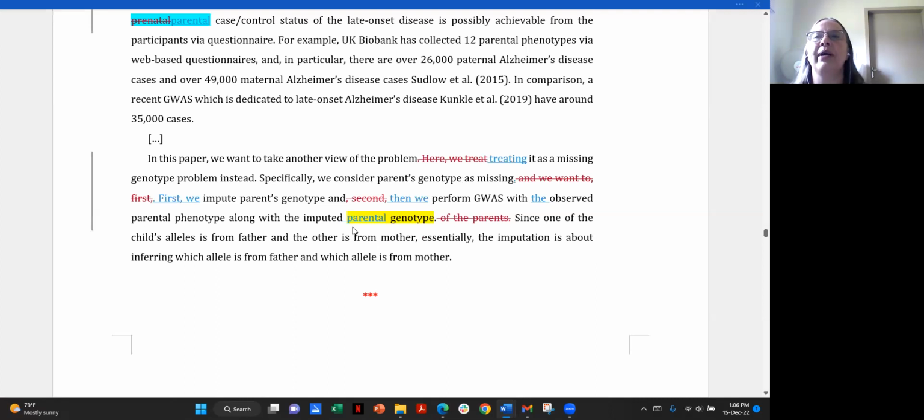And then lastly, just one more example of conciseness. They have written the genotype of the parents. That's 4 words. An easier way to write it is parental genotype. Because something like this is the topic of the paper, it's a good idea to change it the whole way throughout. You're losing 2 words every time you change genotype of the parents to parental genotype. So I would search for of the parents and make that change throughout.